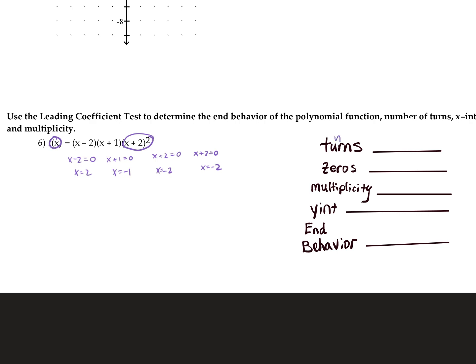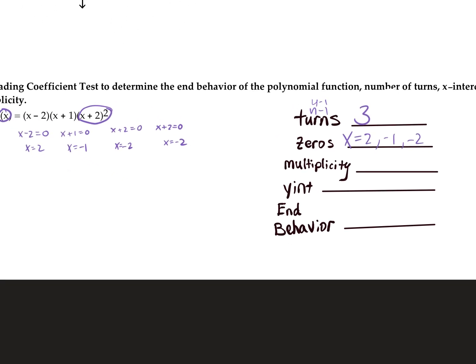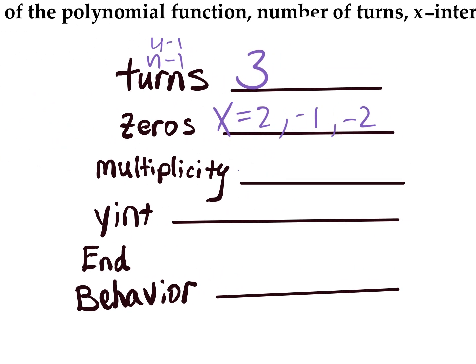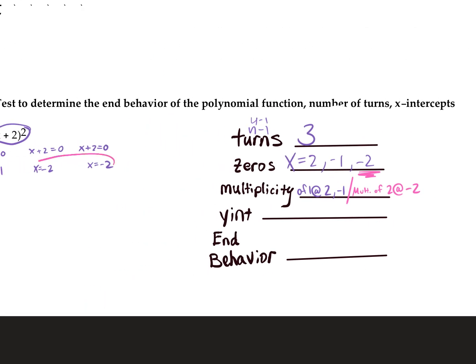And the amount of turns I have is n minus 1. So that would be 4 minus 1, which is 3. My zeros are x is equal to 2, negative 1, negative 2. You could list it twice, but you don't need to. I have multiplicity of 1 at 2 and negative 1, and I have multiplicity of 2 at negative 2, because I have 2 negative 2's.